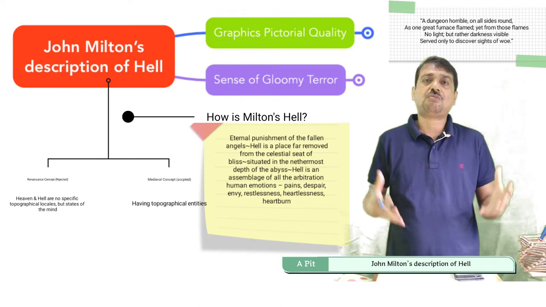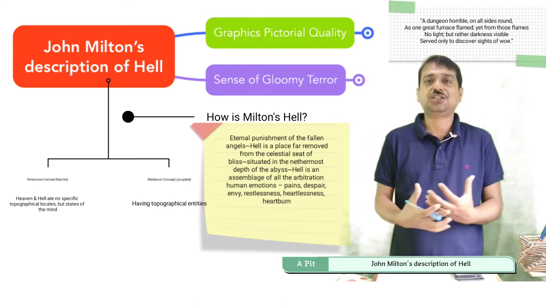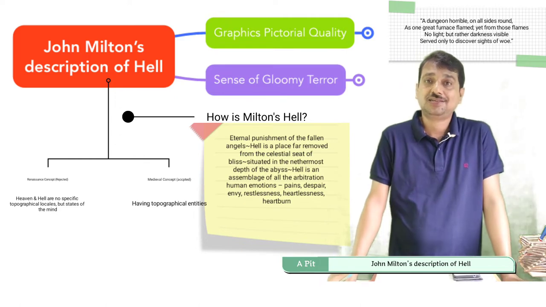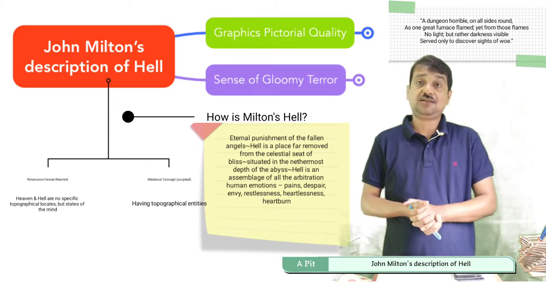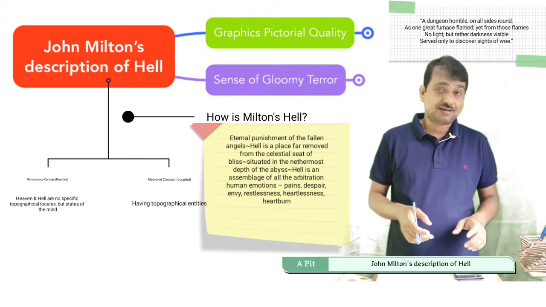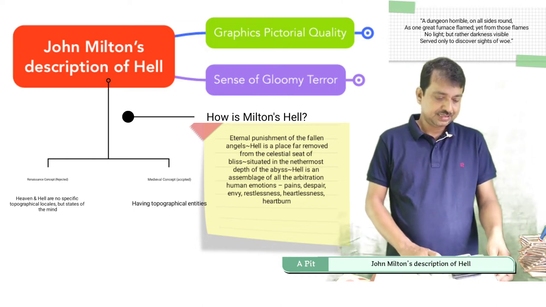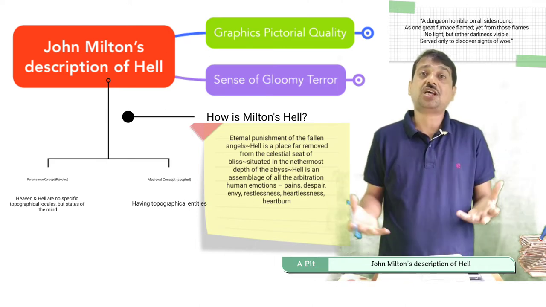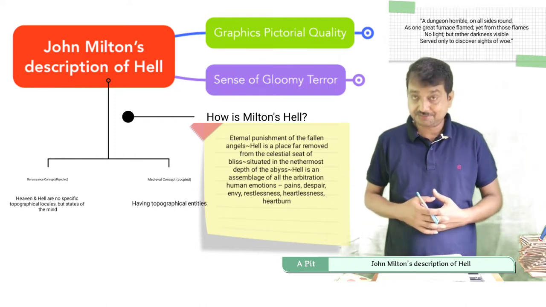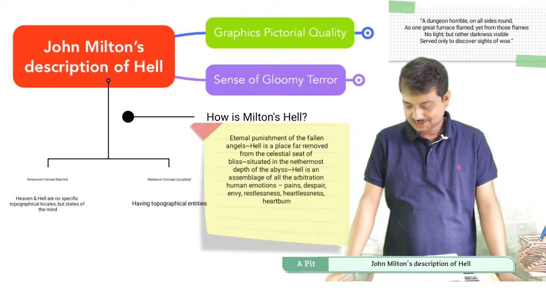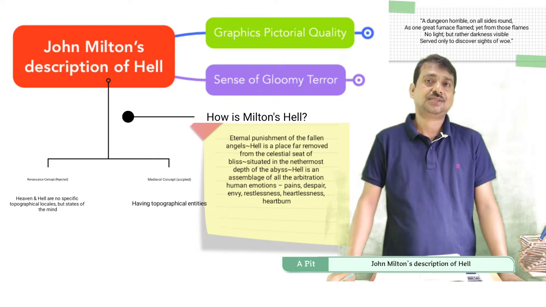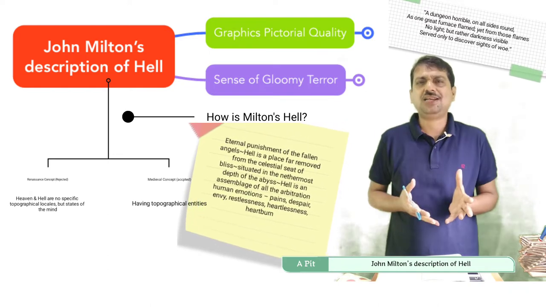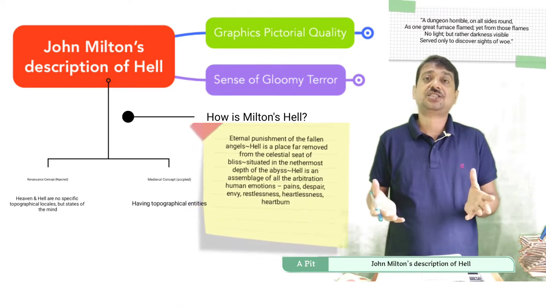Hell is an assemblage of all the arbitrary human emotions like pains, despairs, envies, restlessness, heartlessness, heartburn. This scene of barren desolation is vividly described by Milton. A dungeon horrible on all sides round, as one great furnace flamed, yet from those flames no light, but rather darkness visible, served only to discover sights of awe. Here is a sinister wilderness, a dismal situation, waste and wild.